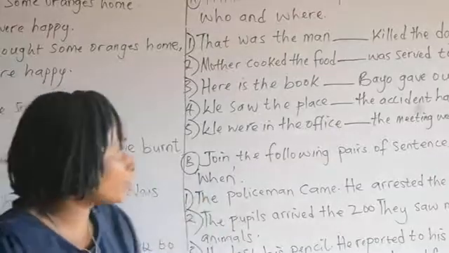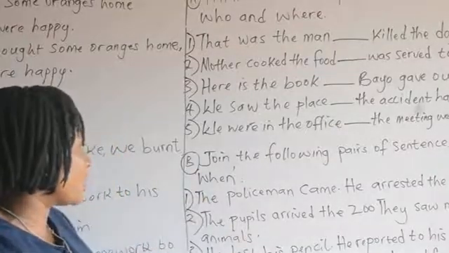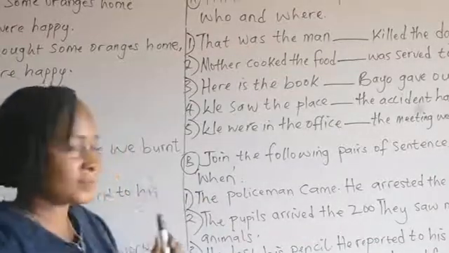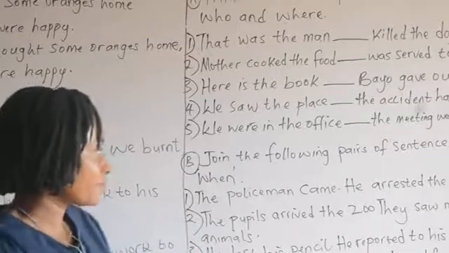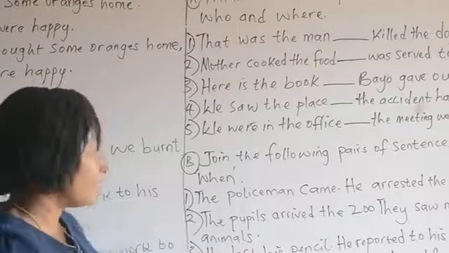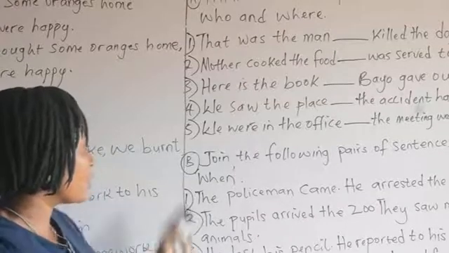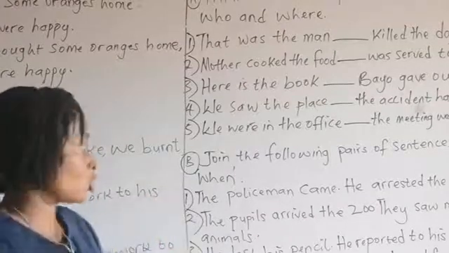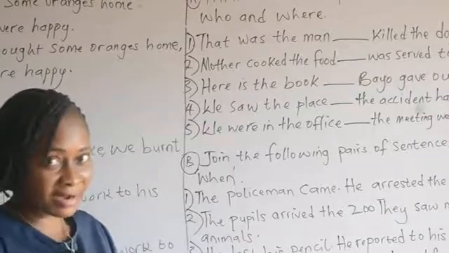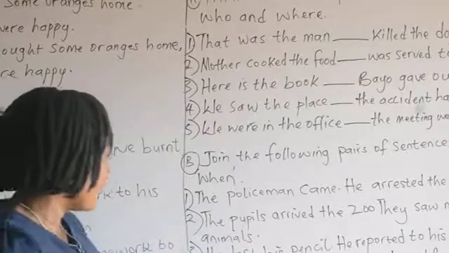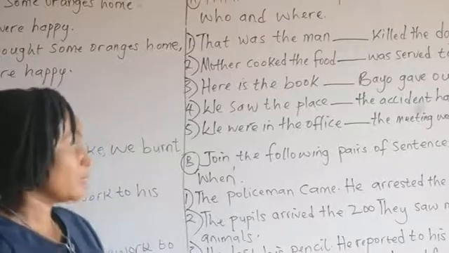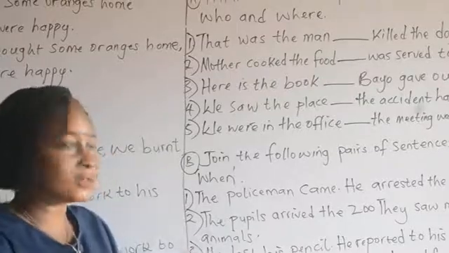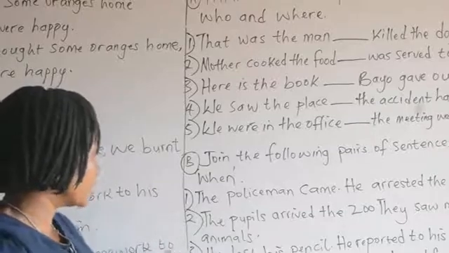B. You have to join the following pairs of sentences with the word "when". 1. The policeman came. He arrested the thief. You have to join with the word "when". Do not forget the position. Is it the initial? Is it the final? So please do so. Number 2. The pupils arrived at the zoo. They saw many animals. So please do the right thing.